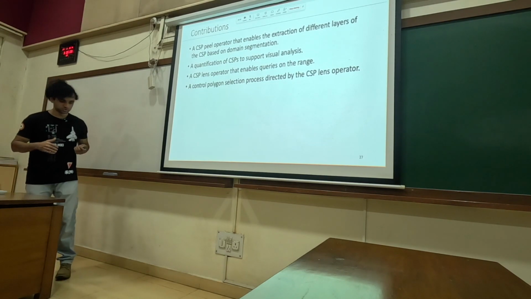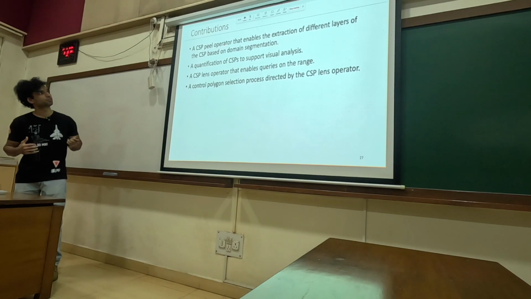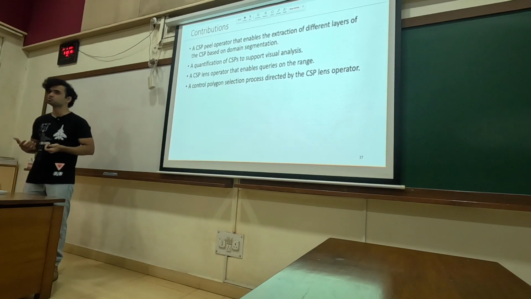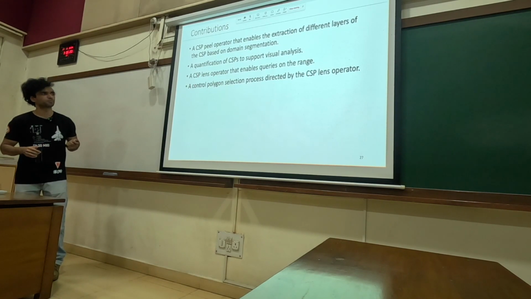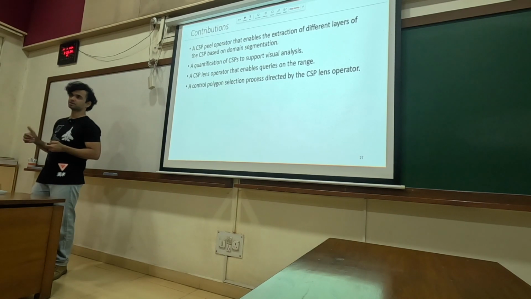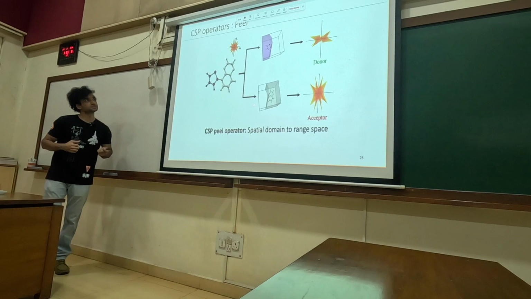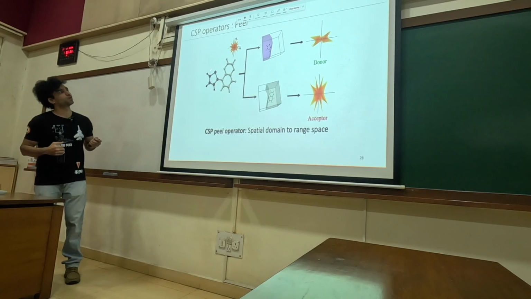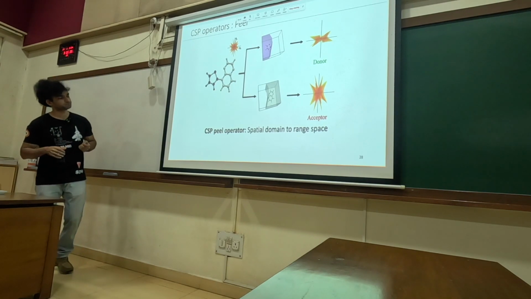In order to solve this problem, we suggested two novel operators. One is the CSP Peel operator that helped us to quantify these CSPs with respect to the application. And one is the CSP Lens operator that helped us to automatically select these control polygons rather than interactively. Coming to the details of these operators, the CSP Peel operator provides us a domain-directed axis of exploration. What do I mean by that?